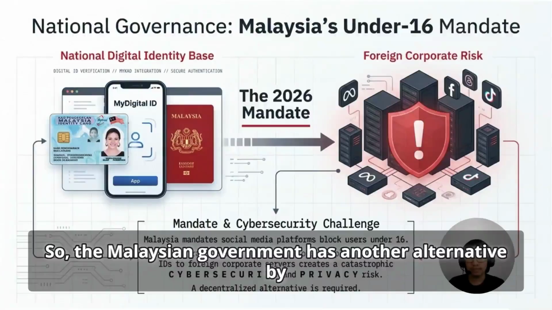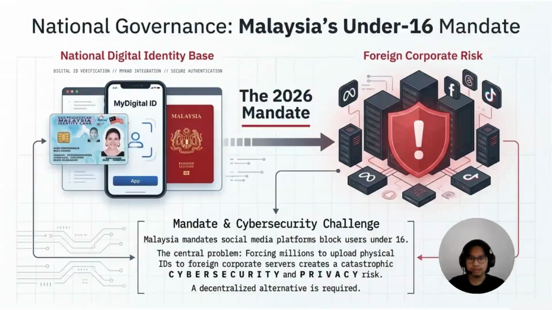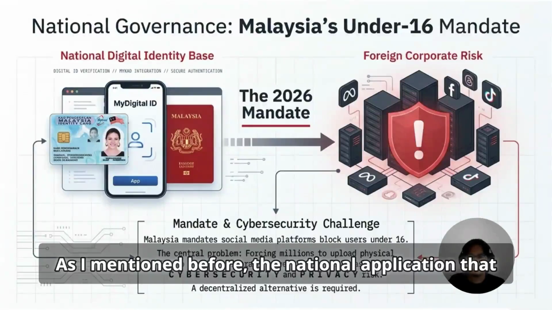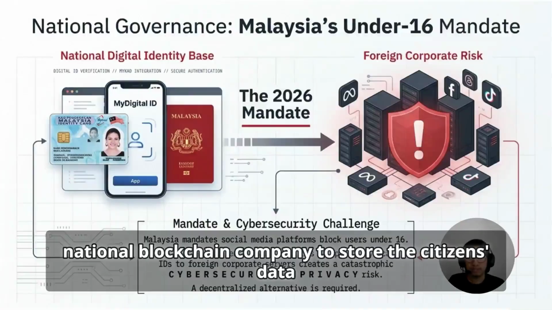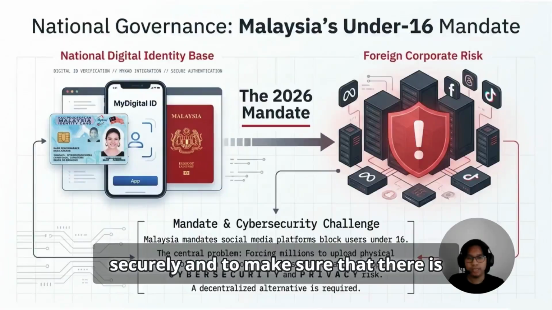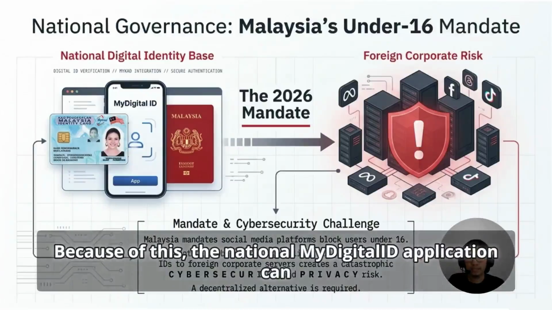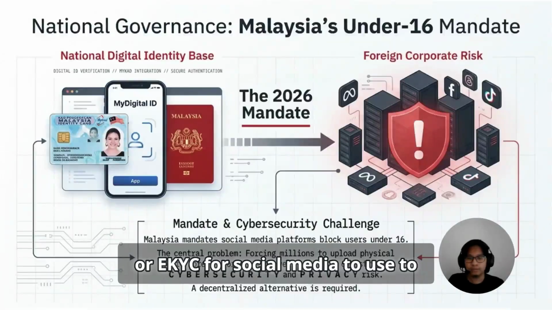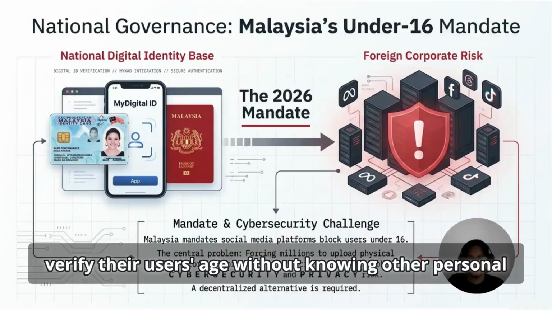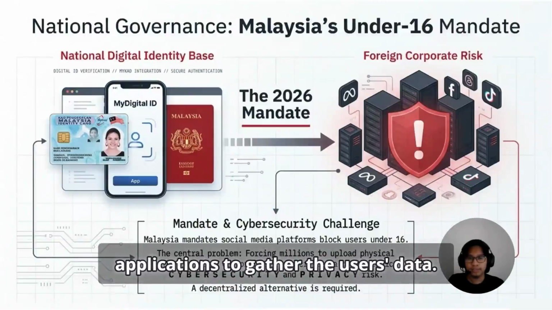So the Malaysian government has another alternative, using a decentralized system that is using blockchain technology. As I mentioned before, the national application that is My Digital ID works alongside Ztrix, which is the national blockchain company, to store the citizens' data securely and to make sure that there is no tampering. Because of this, the National My Digital ID application can be used as an electronic Know Your Customer, or eKYC, for social media to use to verify their users' age without knowing other personal information. So this will not allow the social media applications to gather the user's data without consent.